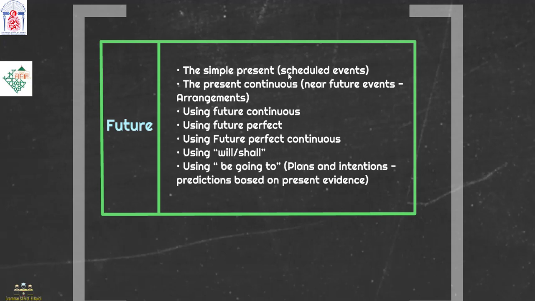Let me give you an example. The class opens at 9 tomorrow. So here, the class will open tomorrow, but I use the simple present. The class opens at 9 tomorrow. Why? Because this is something that is scheduled.